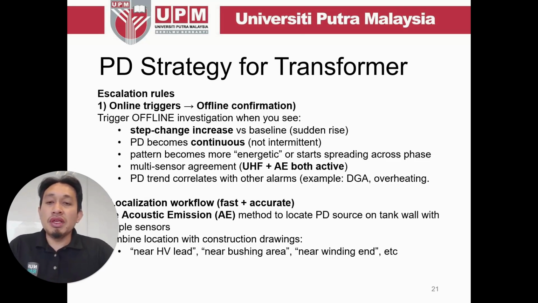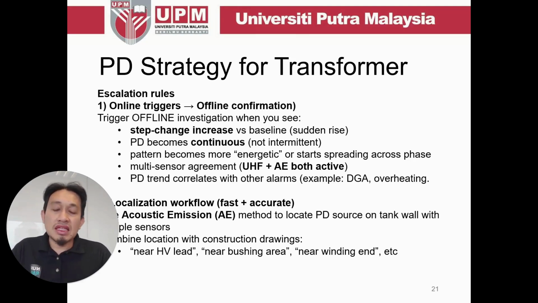The escalation rule that we put here is that whenever we trigger for PD online, we always need to confirm with an offline strategy. It can be monitored through the PD if the PD becomes continuous and no longer intermittent, or the pattern becomes much more energetic and spreads across higher magnitudes. For the sensors, we can use UHF or acoustic emission. We could confirm with both types of sensors.